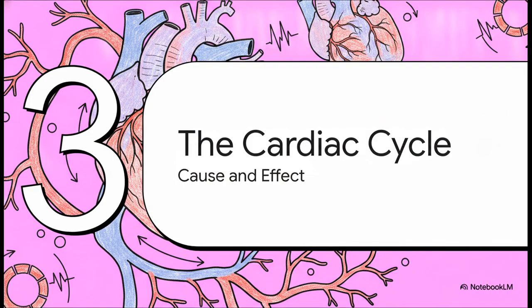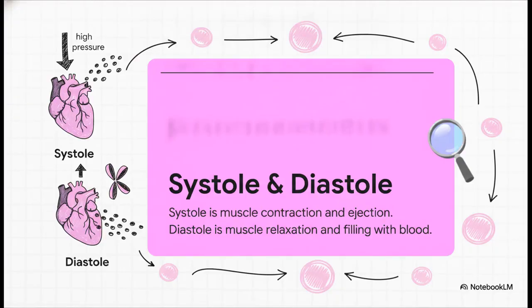Moving on to part 3, the cardiac cycle explained, cause and effect. Every single heartbeat is governed by one fundamental rule of physics. Blood only flows down a pressure gradient. High pressure to low pressure, always. The cardiac cycle itself is basically 2 main states. You have systole, which is when the heart muscle actually contracts and ejects blood, and then you have diastole, which is when it relaxes and fills back up.